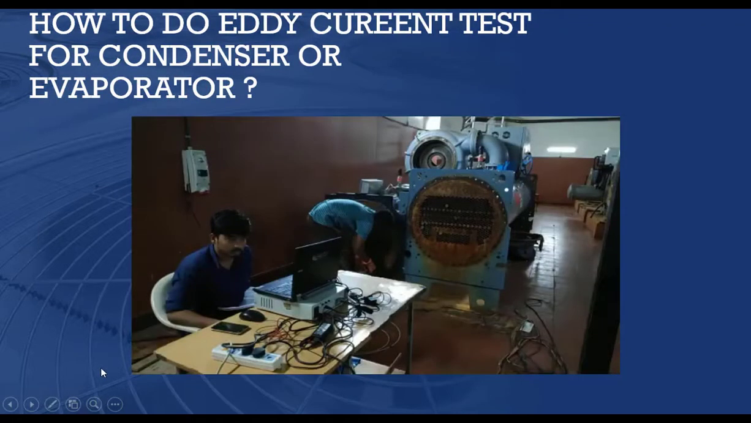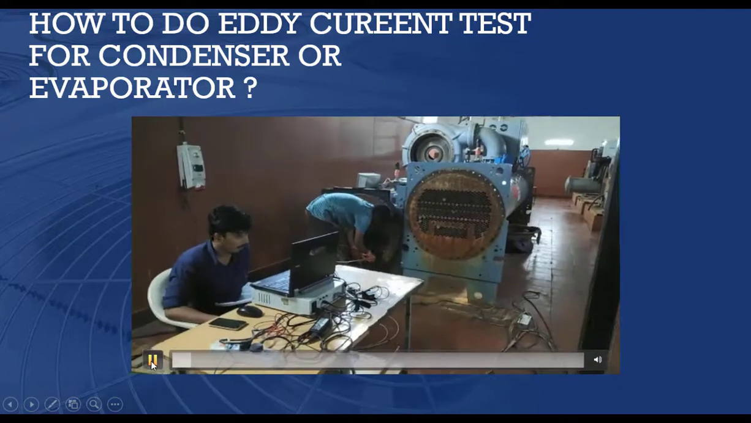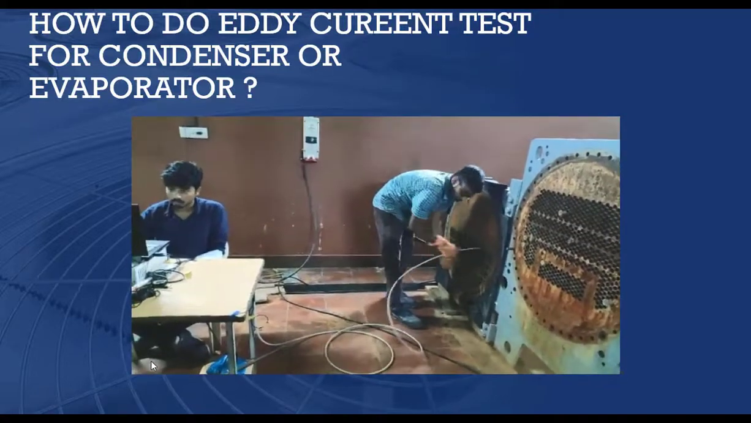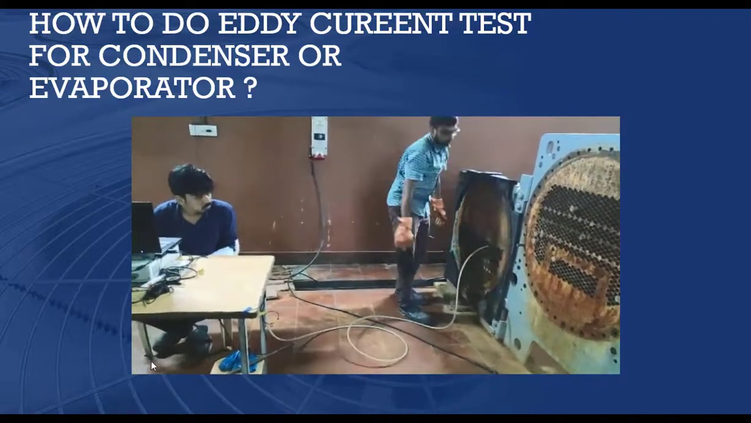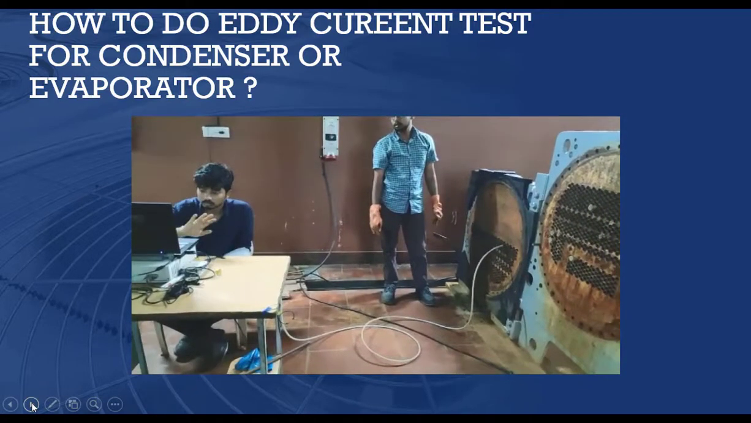Eddy current testing is used to check the thickness of the condenser tube and evaporator tube. Once in 5 years it is recommended. You need the equipment to do this test. Now we will see how to do this test. Similar to tube cleaning, here also you have to put the probe inside the tube. Through the system you will be able to measure the thickness of the tube. Based on the thickness you can understand the condition of the evaporator and condenser.